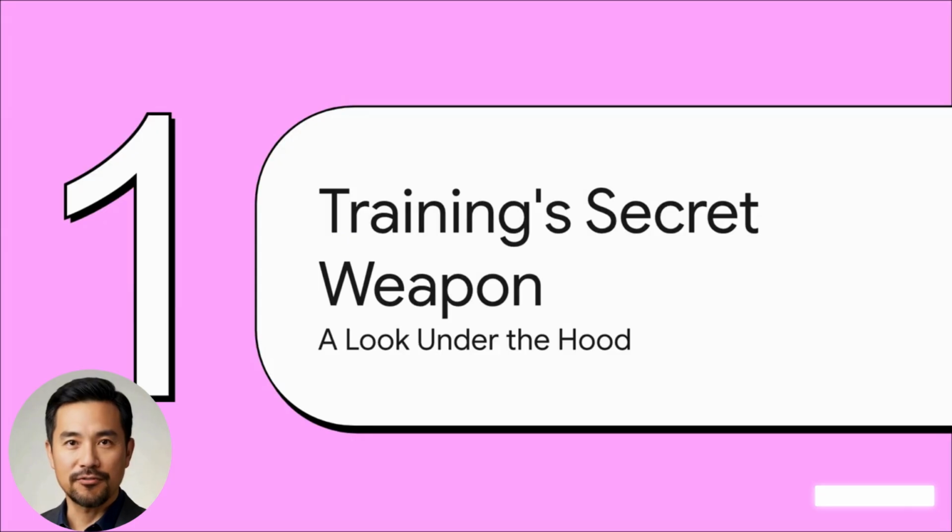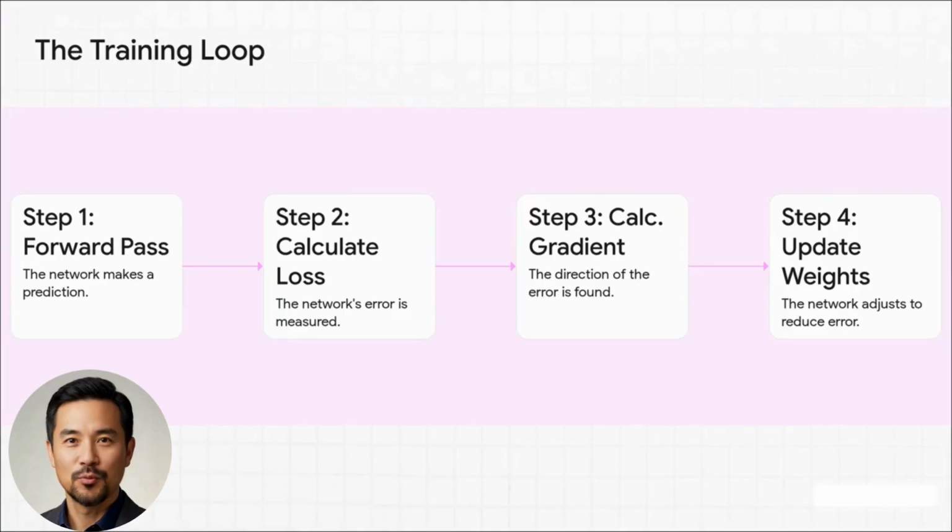So why is this math language so critical? Well, it all comes down to how a network gets trained. We're about to pop the hood on that process and find its real secret weapon. At its heart, training a neural network is basically a four-step dance that it does over and over.